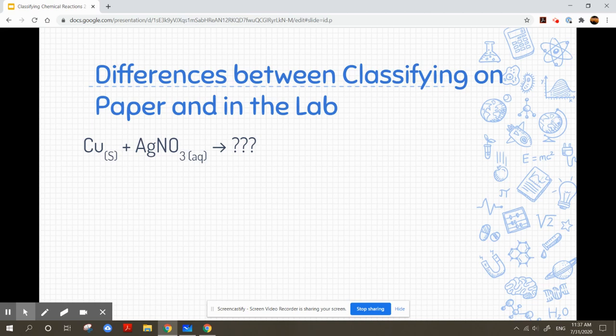When we get into the lab, we will talk more about what's actually going on in these chemical reactions and how it differs from what we see on paper. We'll also talk more about the states that we have for these chemicals. You can see in this example on the screen, I've got solid copper and aqueous silver nitrate. We'll talk more about that in the lab. On paper right now, we won't worry too much about states.